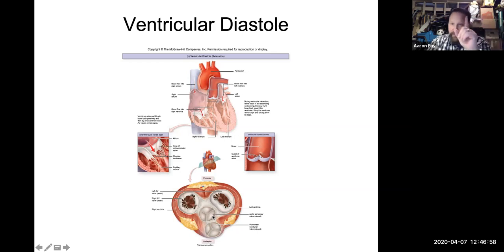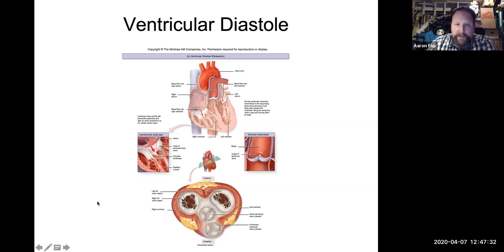The one-way valves are pointed the opposite direction for semilunar. Here, at the semilunar valves, the pressure in the arteries is greater than the pressure in the ventricles, but the one-way valve is pointed the other direction. So when blood presses from the arteries to try to get back in the ventricle, the valve slams shut and is prevented from doing so. So this is a picture of what ventricular diastole looks like. AV valves open, semilunar valves close.